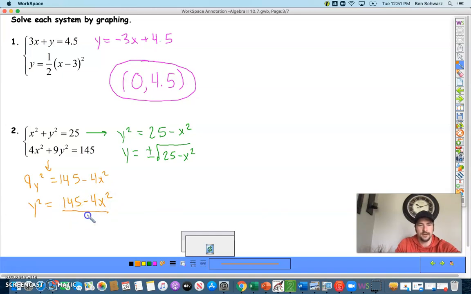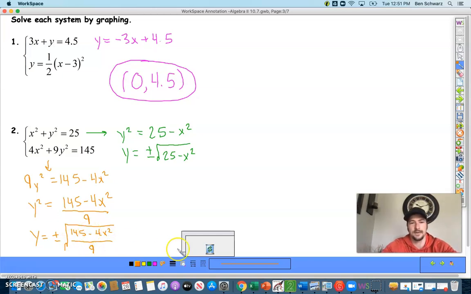Everything is divided by 9, so keep that in mind. And then lastly, you would square root both sides. So we're going to get plus or minus the square root of (145 minus 4x squared) all over 9.